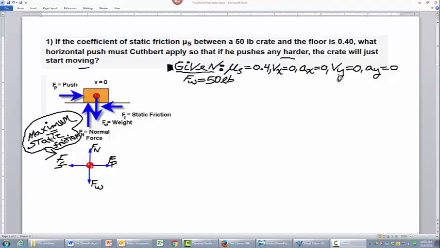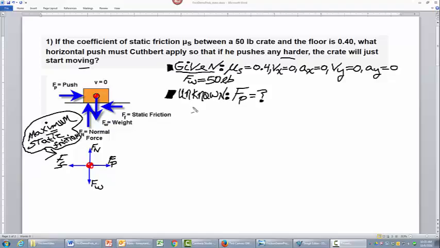Likewise, v sub y, the velocity along the y-axis, is 0, and the acceleration along the y-axis, a sub y, is also 0. Newton's first law also applies along the y-axis. All the forces are balanced along the y-axis. The weight force, F sub w, is 50 pounds.